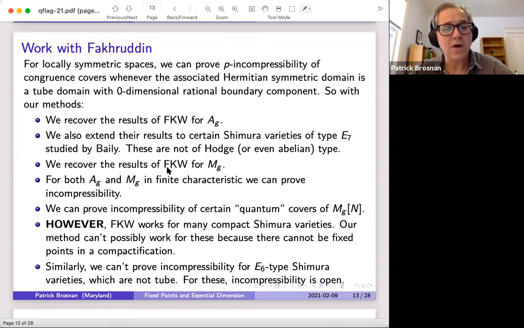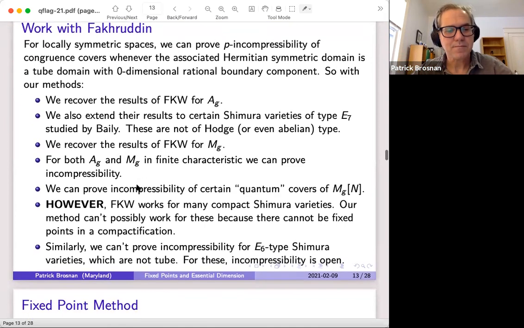We recover the results of FKW for MG. And then for both AG and MG, in finite characteristic, we can prove incompressibility. We can also prove incompressibility for certain quantum covers of MGN. I already brought that up.